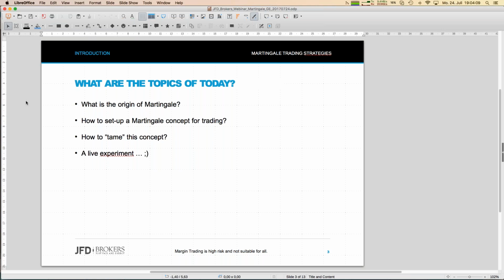And finally, I want to share with you, let's call it a live experiment. I will switch to an MT4 account and will run an M1 expert advisor with Martingale in order to visualize the concept. It's not meant that we will have earned a couple of euros within 5 minutes, but it's quite good to see the concept.